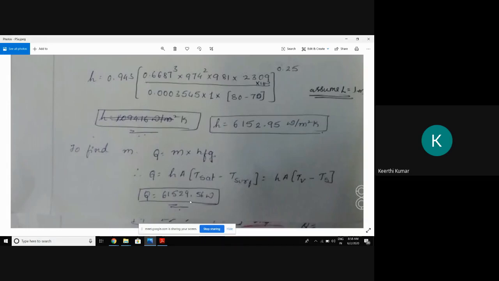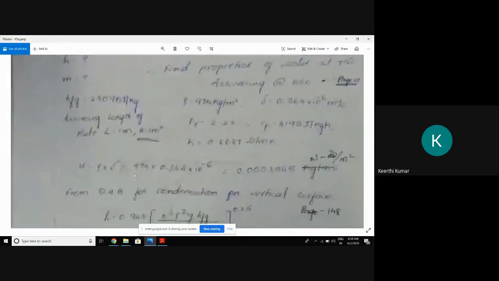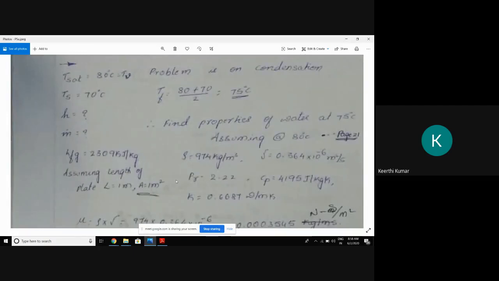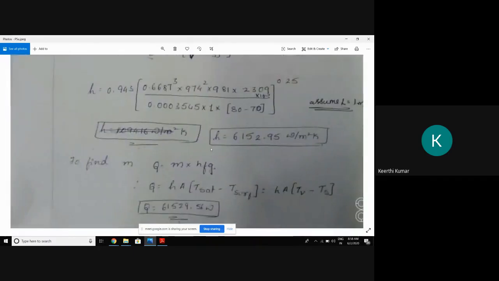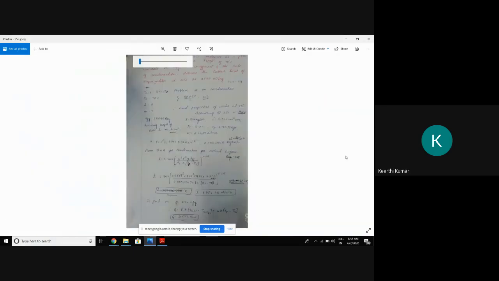But this is not the intention, because he is not asking to find the value of Q here. He is asking to find m dot. So to find m dot, what are you supposed to do? Q is equal to m dot into h_fg. h_fg we know earlier, Q we got. Take out m dot from this. I'll show you.